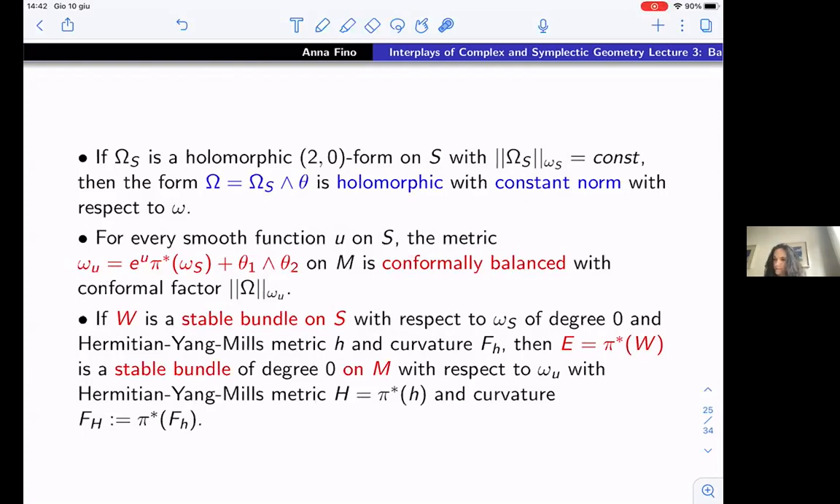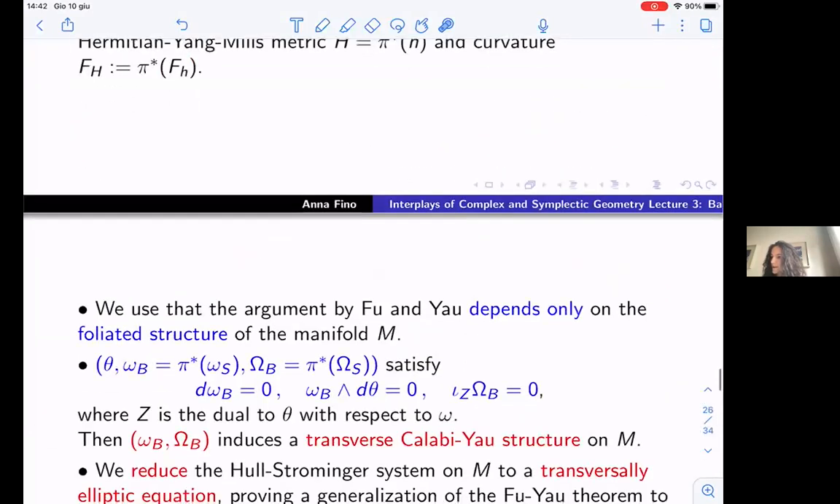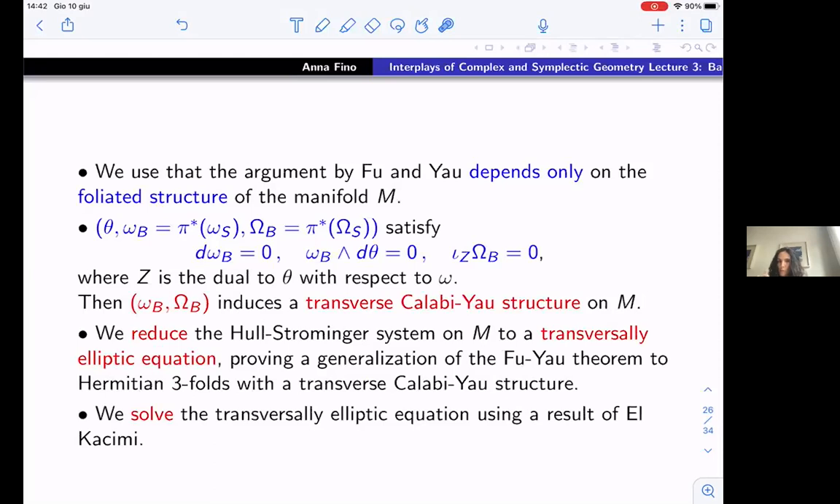So here everything is done just by taking the pullback of the stable bundle, the pullback of the metric, and the pullback of the curvature. This is not the difficult part. The analytic part is a little bit more difficult, but it comes from this remark: essentially, why the Fu-Yau solution or construction works depends only on the foliated structure of the manifold.